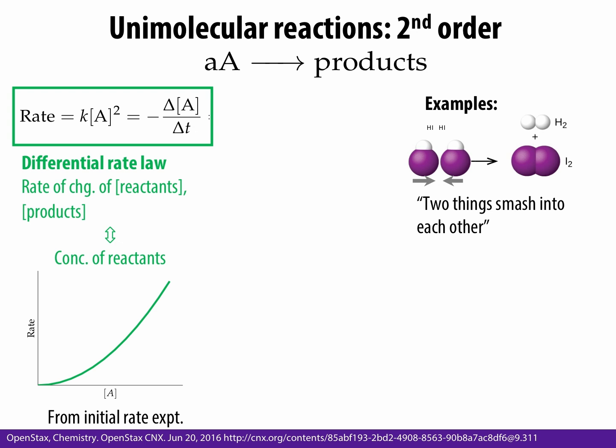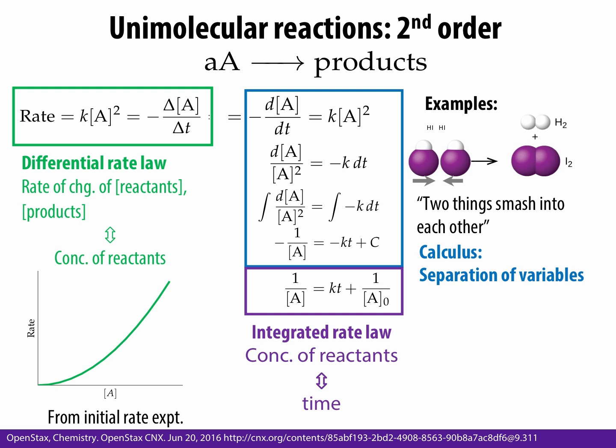Next, let's look at a second order process. In this case, an example would be if two things smashed into each other, like two molecules of HI colliding to make H2 and I2. That happens to be second order in the reactant HI. We have our differential rate law over here. Again, because it's two things colliding, it's a second order reaction, A to the A squared here.